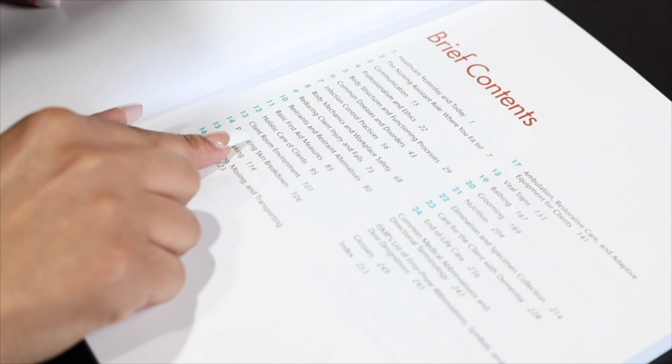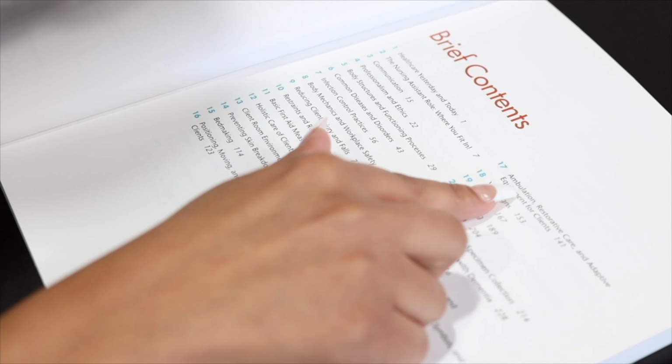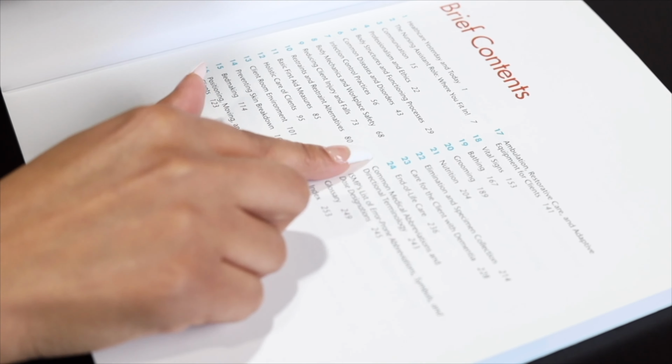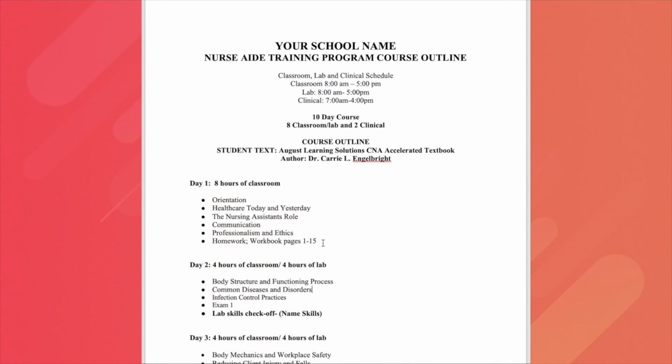For example, in this book, we have 24 chapters that must be spread out over 8 days of classroom learning. That's about 3 chapters roughly per day. I want you to consider that when making your outline. I hope that was helpful. Time for you to take this information and get started on your own course outline.